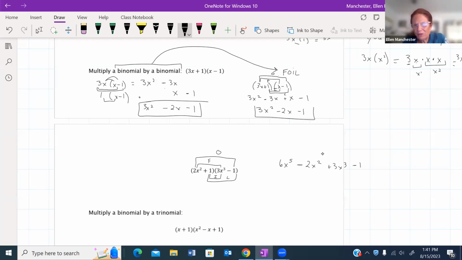Now with this one, you can see there's no like terms, right? It's not in descending order either. So what we want to do is we always want to write it so the exponents are in descending order.